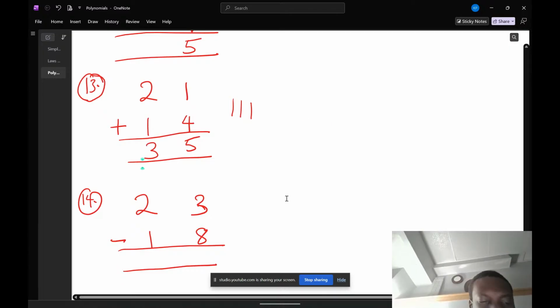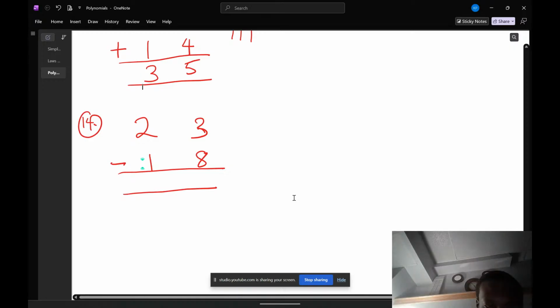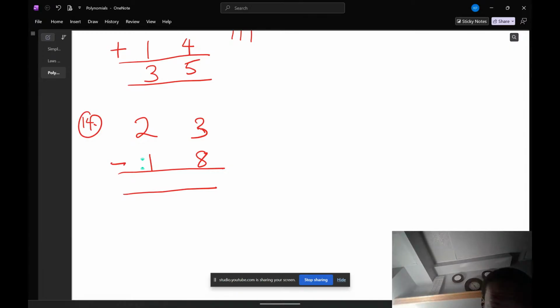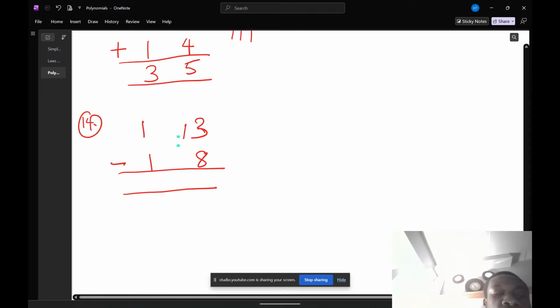The next one we have is 23 minus 18. In 23 minus 18, we have to borrow 1 because we have 3 on top and 8 underneath, and 3 is smaller than 8. So we have to borrow 1 from 2. If we borrow 1 beside 3, that becomes 13. And because we have borrowed 1 from 2, this will become 1. So now we have 13 minus 8.